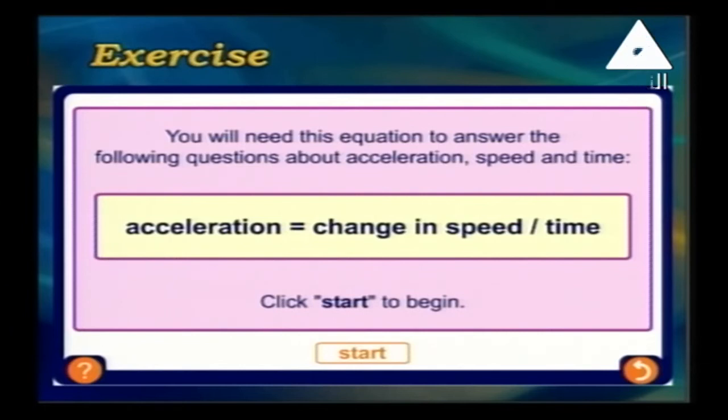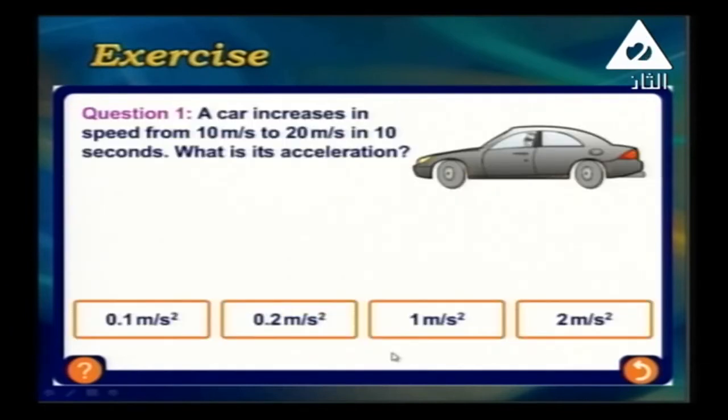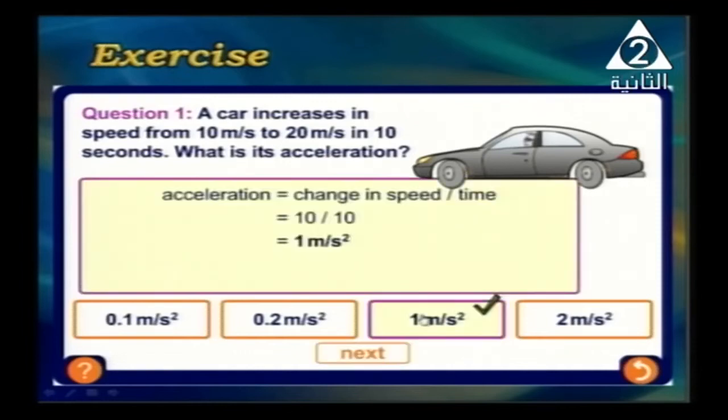Now we have an exercise about acceleration, the change in speed by time. Let's start. A car increases in speed from 10 meters per second to 20 meters per second in 10 seconds. What is the acceleration? We have two speeds. The acceleration means v2 minus v1 divided by the total time. So we have 20 minus 10, divided by 10. 20 minus 10 equals 10, and 10 divided by 10 equals 1 meter per second square.